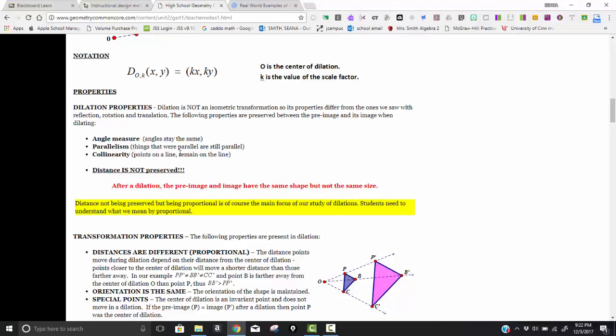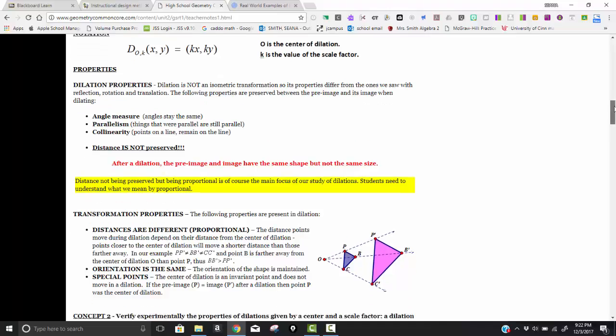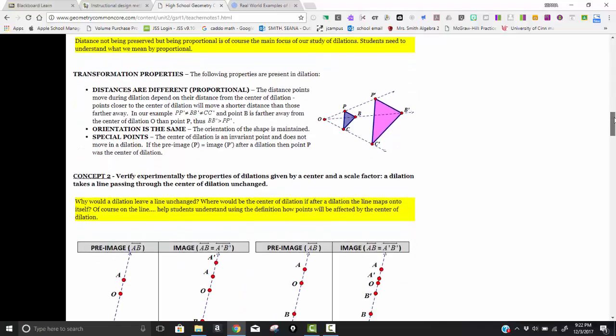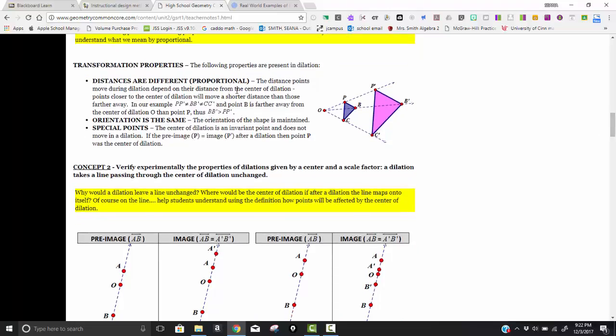Parallelism, that means things that were parallel are still parallel. Collinearity, points on a line remain the same, and distance is not preserved. That means your distance can change. If we look at our transformation properties, distances are different, they're proportional. Orientation is the same, that means the shape is maintained, it keeps its same shape. Special points, the center of dilation is a point and does not move in dilation. If the pre-image equals the image after dilation, then the point P was the center of dilation.